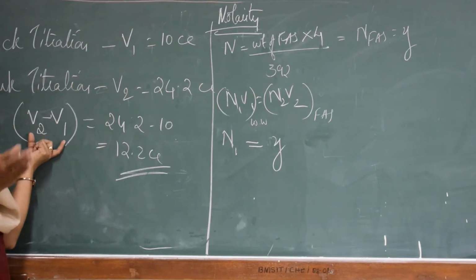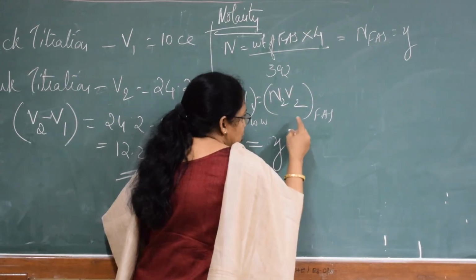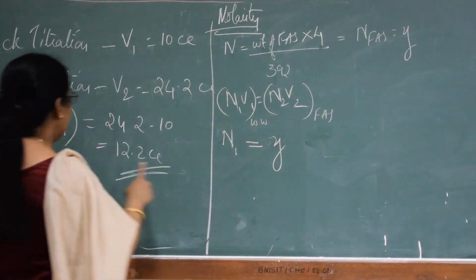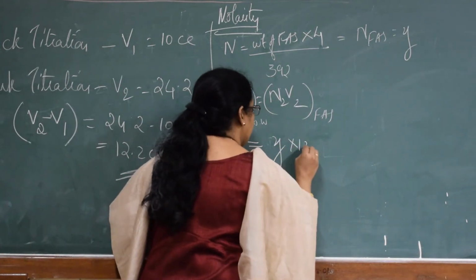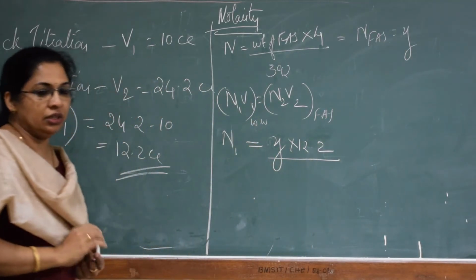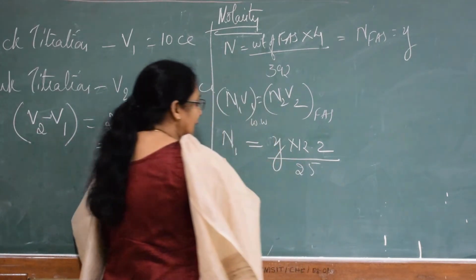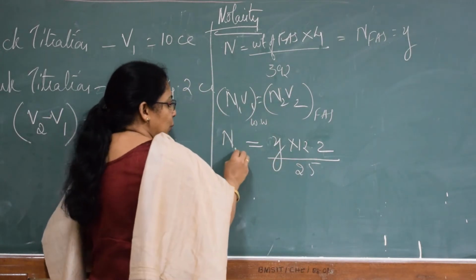This is the amount of FAS which is required to completely convert K2Cr2O7. So we take V2 minus V1, which is 12.2, divided by the volume of wastewater. We have taken 25 cc of wastewater, so you just divide by 25. You will get the normality of wastewater.